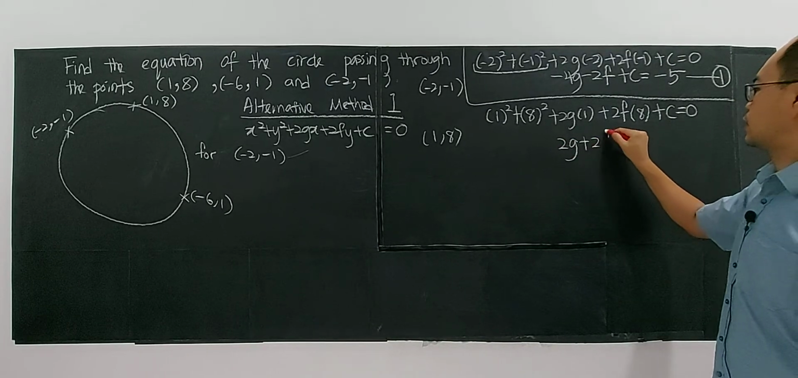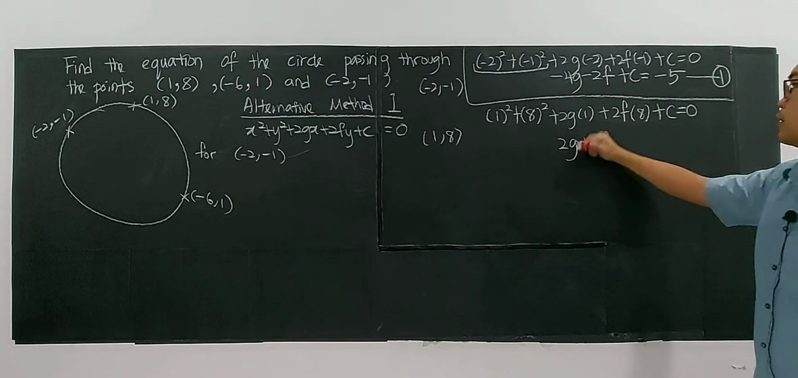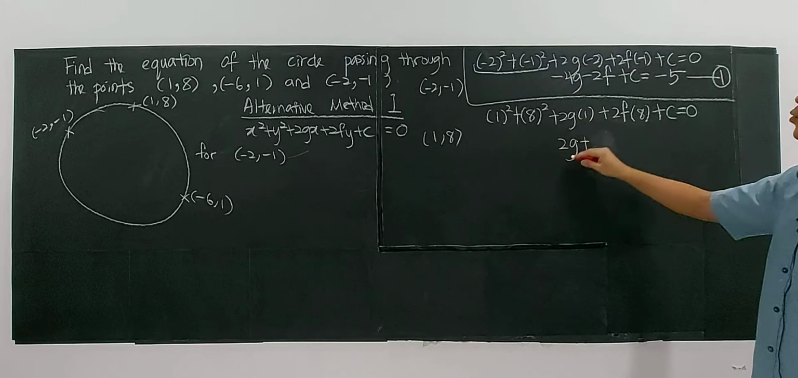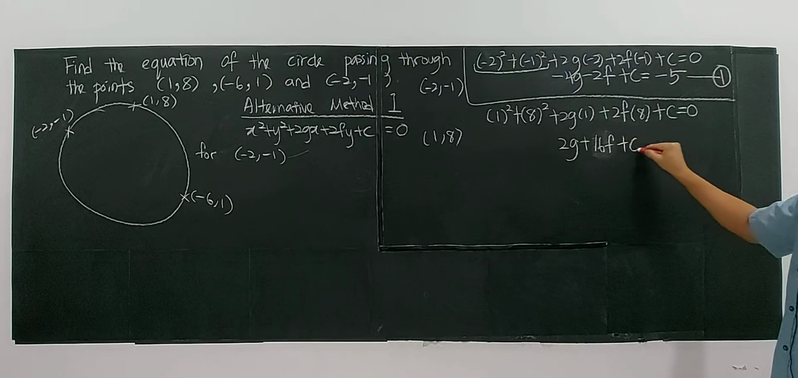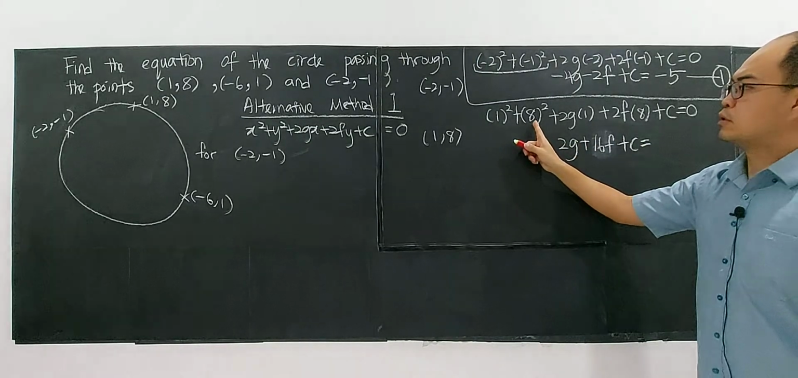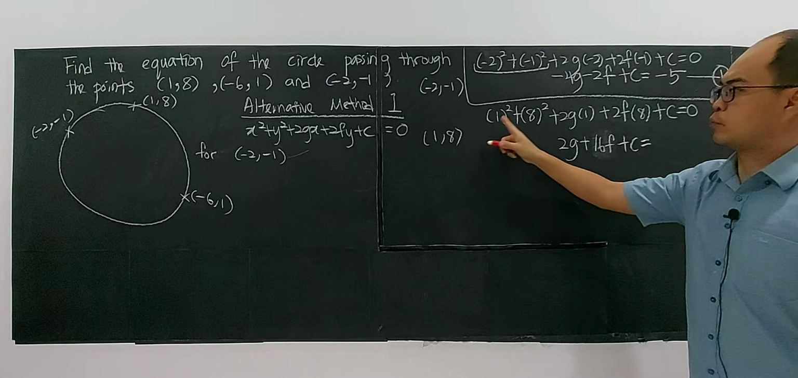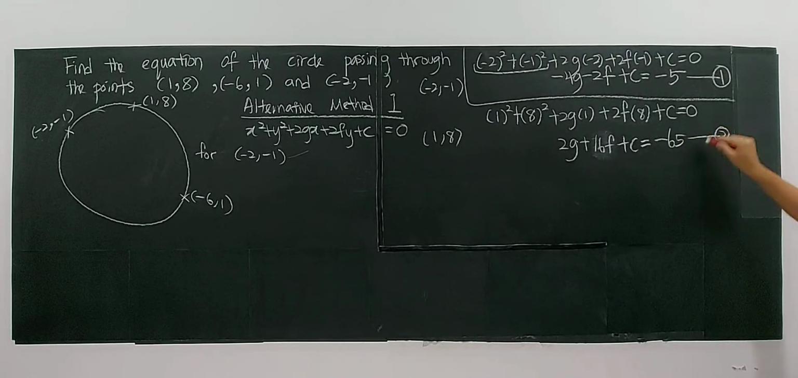So it's a linear equation with 3 variables. This one you have 2g, this one you have 16f plus c. And this is 64. 64 plus 1 is 65. So you're getting -65, equation number 2.